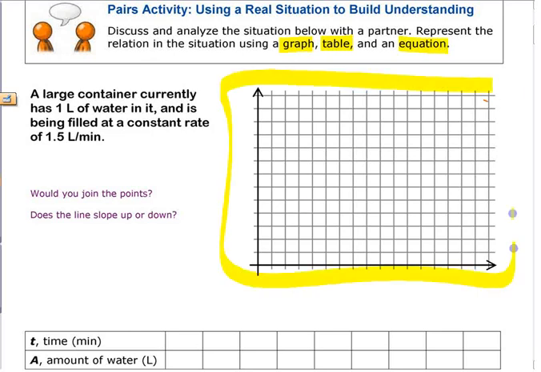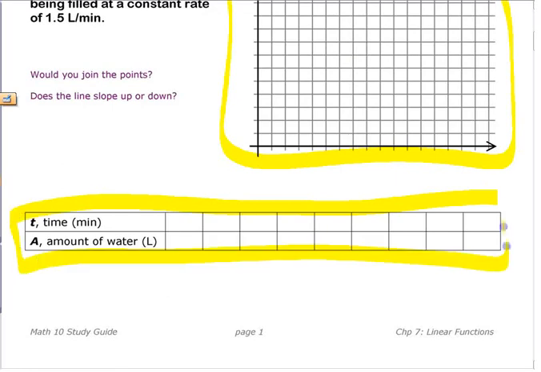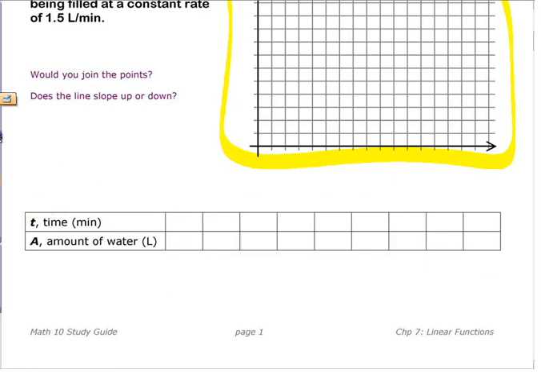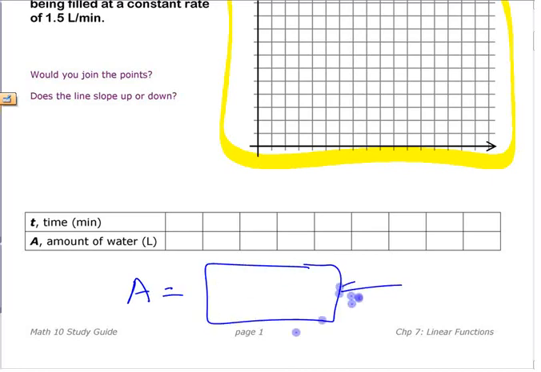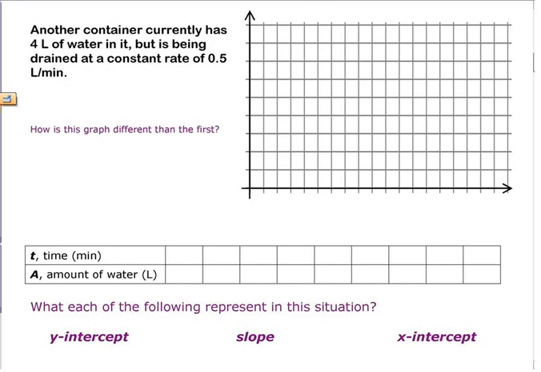So create the graph, create the table, and then try and write the equation between A and T. Writing an equation means you're going to have something like A as a function of T. So you're going to try and write an equation for that. You might have to work together. You might have to try and think and just check that it works with the points that you have. Okay, and then you have a different, similar situation but slightly different.